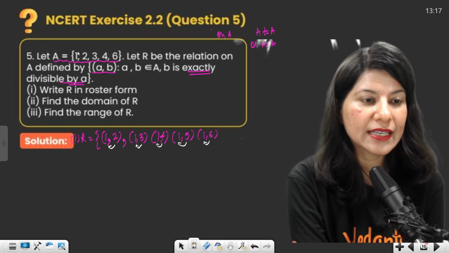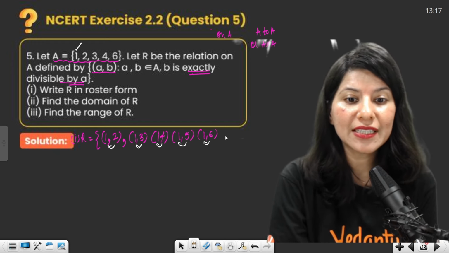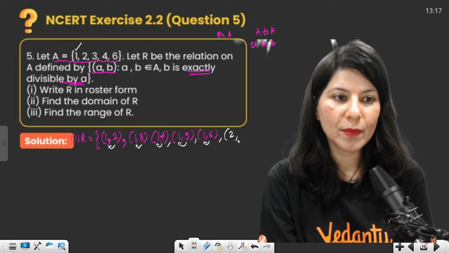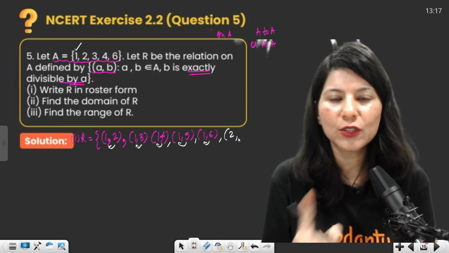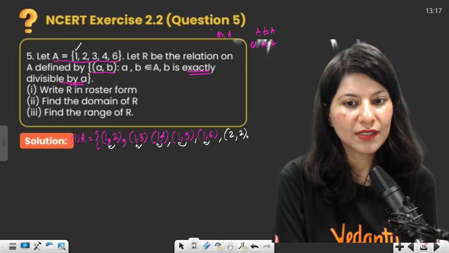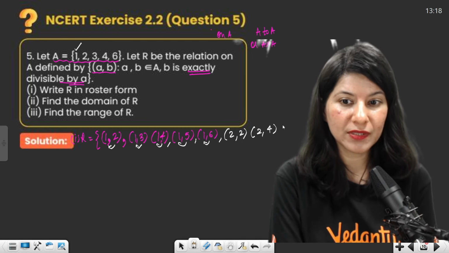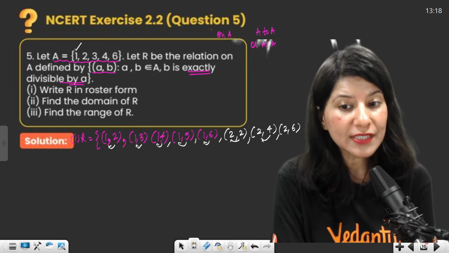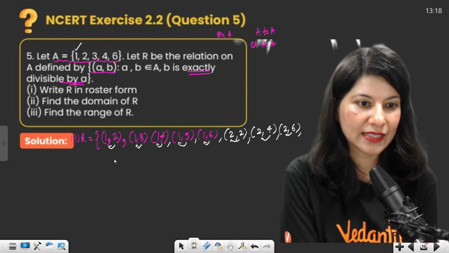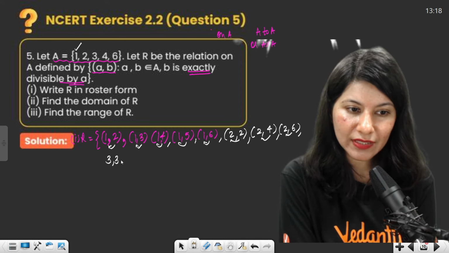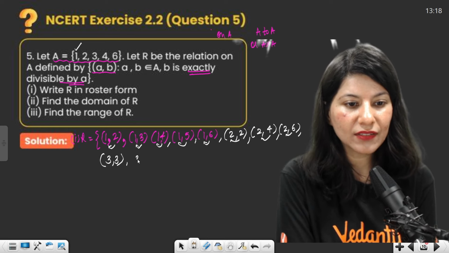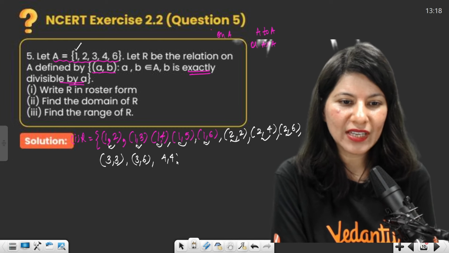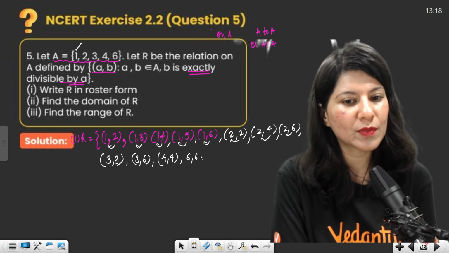Now if your first element was 1, it is done. Now the first element is 2. Please do not forget to apply the comma, 2 comma. Now 2 comma 1: is 1 divisible by 2? No. 2 comma 2 is possible. 2 comma 4 is also possible and 2 comma 6 is possible. Why? Because 2 is divisible by 2, 4 is divisible by 2, 6 is divisible by 2. Next, if 3 is here, then 3 comma 3, 3 divisible by 3, and 3 comma 6, 6 divisible by 3. Then 4 comma 4 only, because 4 is divisible by 4, and last 6 comma 6.